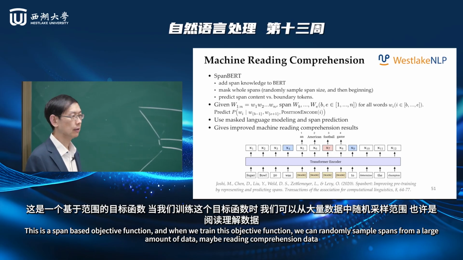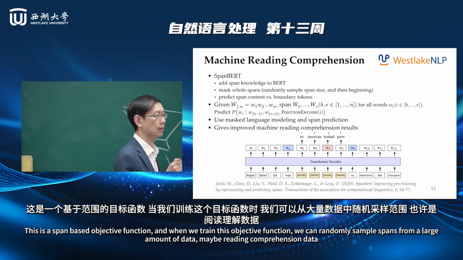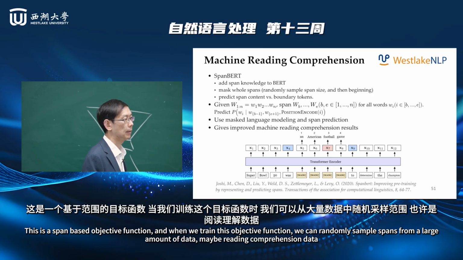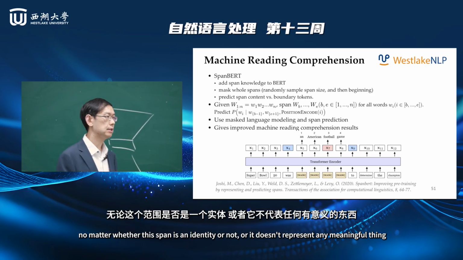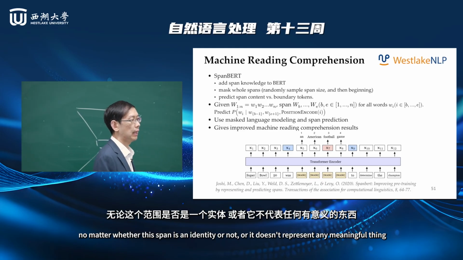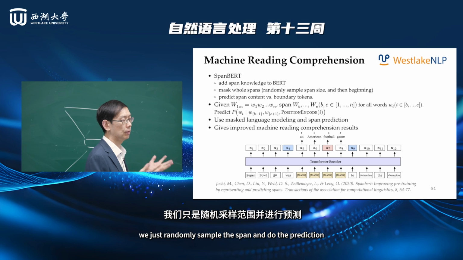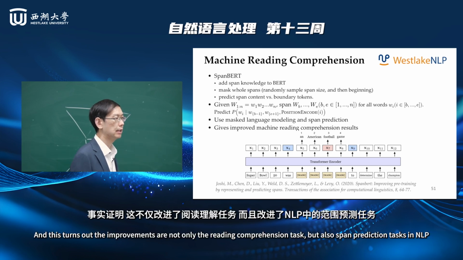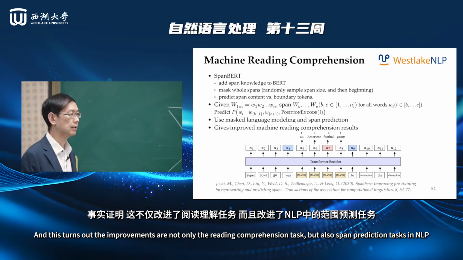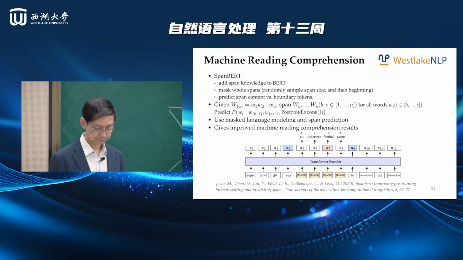And when we train this objective function, we can randomly sample spans from a large amount of data, maybe reading comprehension data. Okay? No matter whether this span is a named entity or not, or it doesn't represent any meaningful thing, we just randomly sample the span and do the prediction. And this turns out to improve not only the reading comprehension task, but also span prediction tasks in NLP.